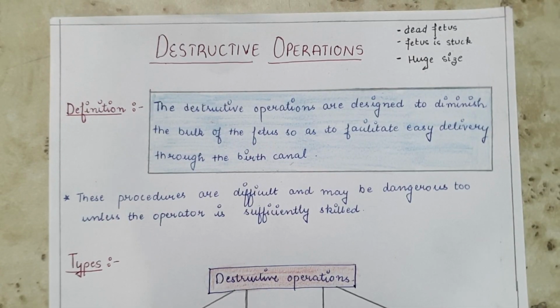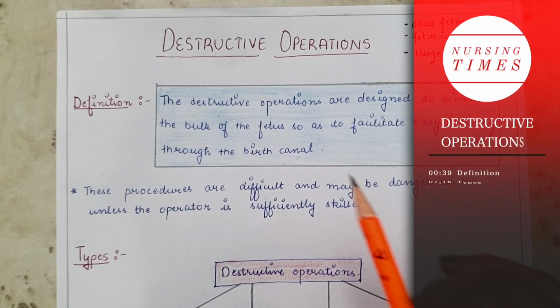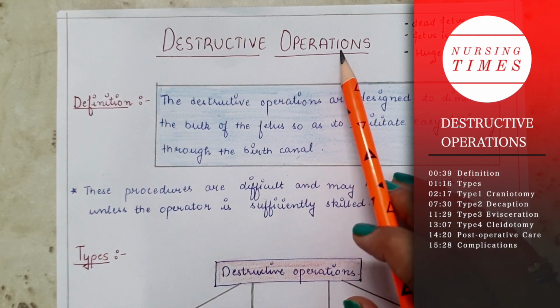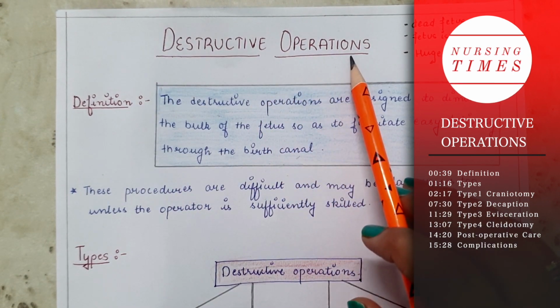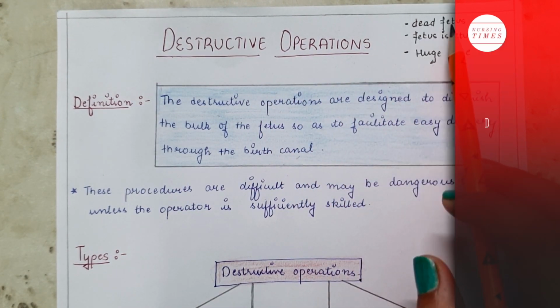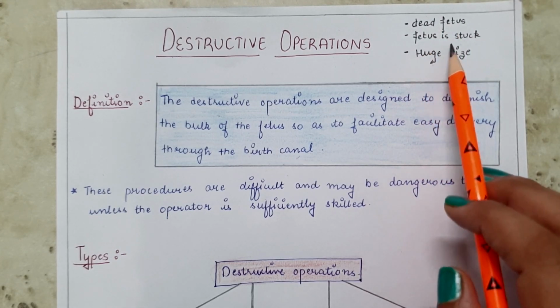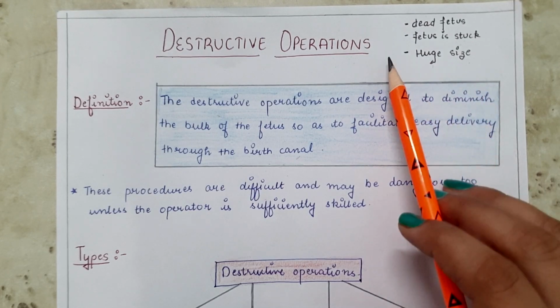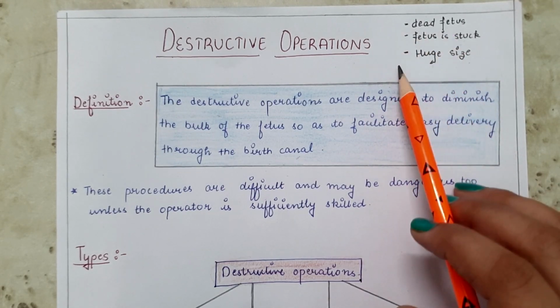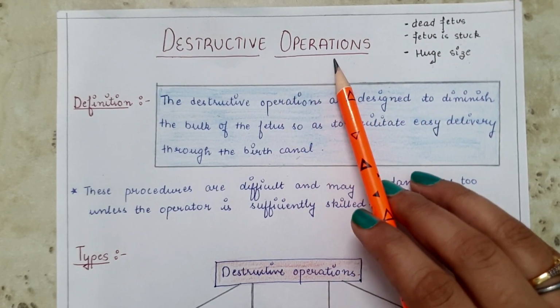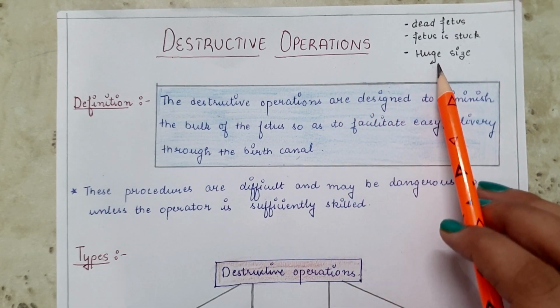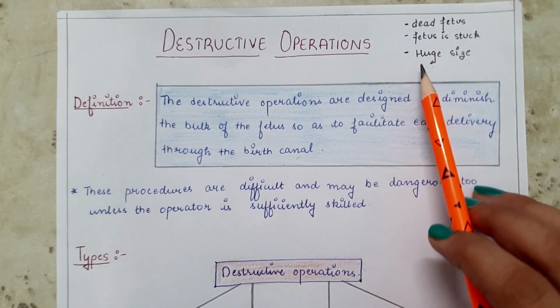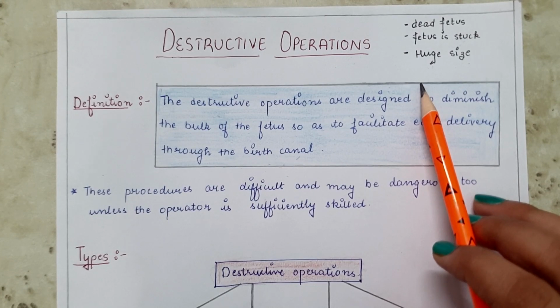Hello my dear students. In this lecture, I will discuss destructive operations. These operations are performed in the case of a dead fetus, where the fetus is stuck inside the birth canal due to its huge size, and in order to deliver the dead fetus vaginally, destructive operations are performed to decrease the size of the fetus so that it can easily be delivered through the vagina.